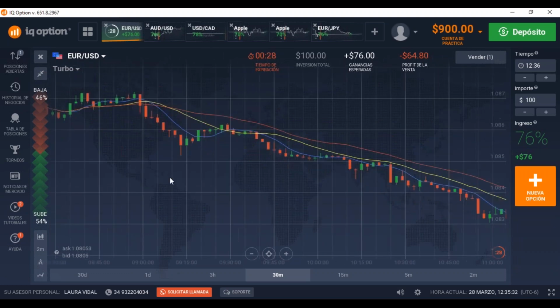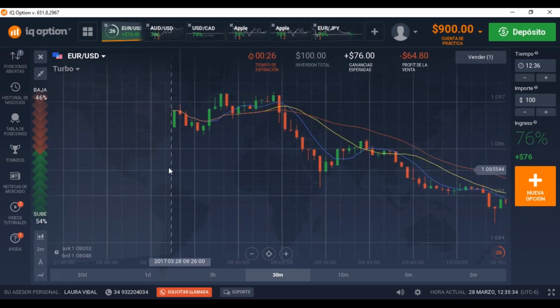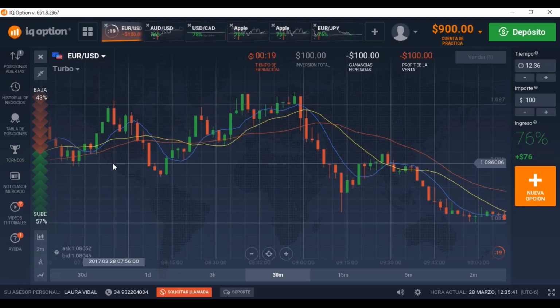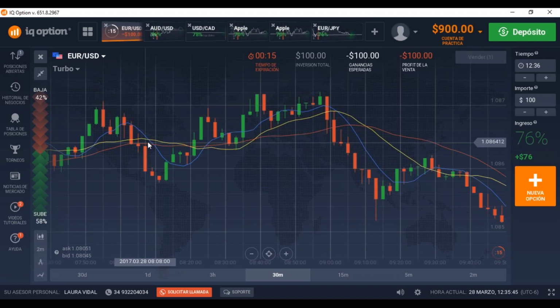I would like to mention right now, though, that the best time that I have for this strategy is definitely 20 GMT and above. 20, 21, 22 GMT. That's perfect. So if you notice in here, the blue line was going across the yellow line, going up, down, and the red line was down as well.